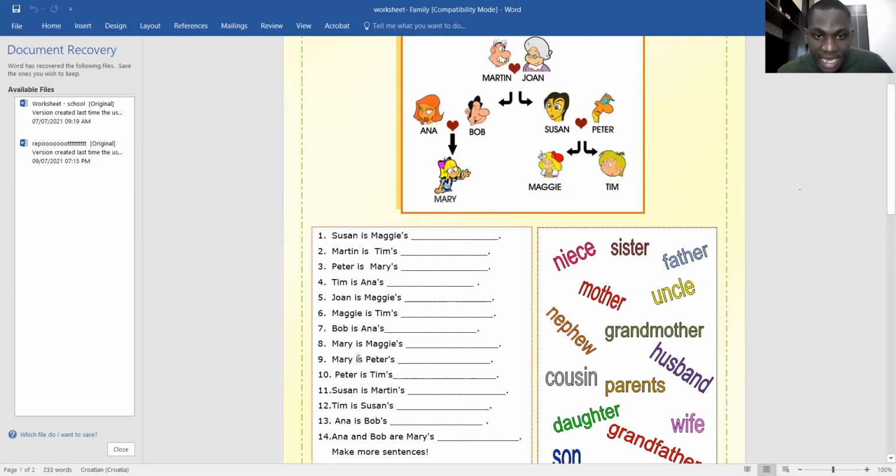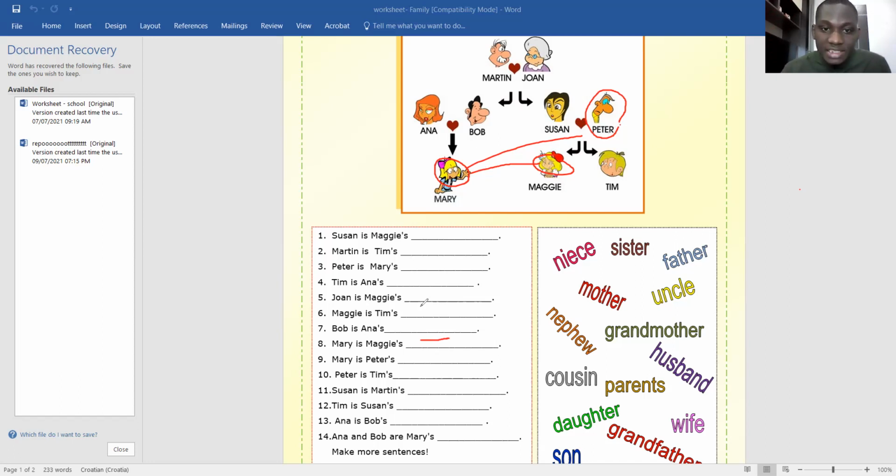Number eight. Mary is, look at Mary here. Mary is Maggie's what? You have to write it by yourself. Number 9. Mary is Peter's, where is Peter? Look at Peter here. Mary is Peter's what? You have to write it by yourselves.